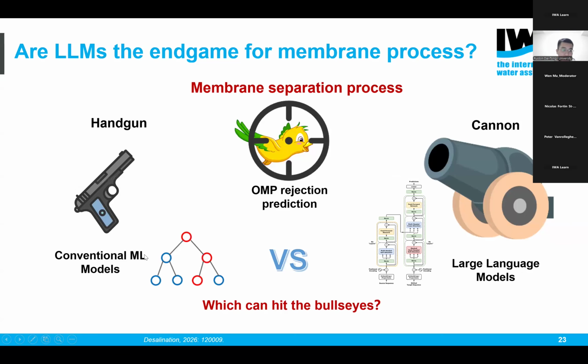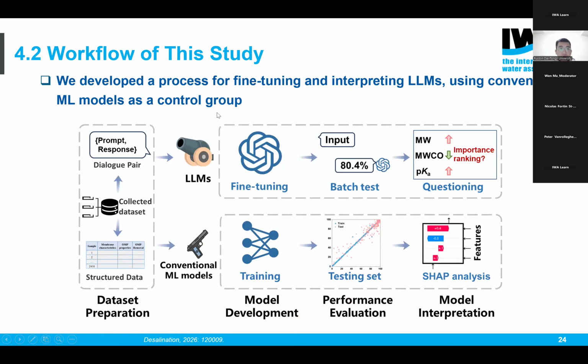And also there are conventional machine learning models. We can see it like a handgun. Which one is better to shoot the bird? We don't know. So we developed a process: one is the large language models, and we will try to use the original large language models to predict or to understand such a rejection process. And also we will fine-tune the model to see if the performance will be improved after the fine-tuning. And also we applied XGBoost, the conventional machine learning model, to see which one can be better to predict the process.